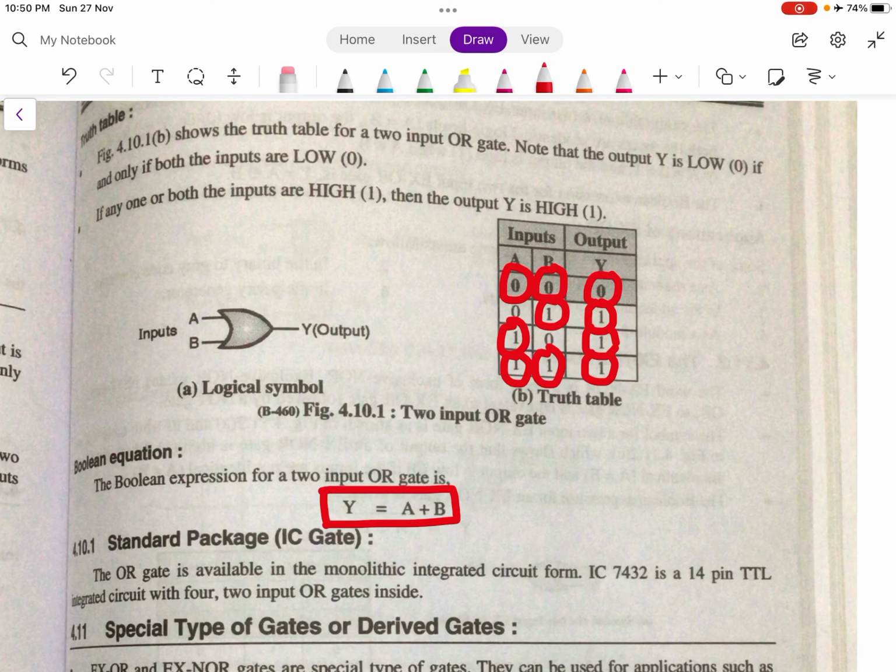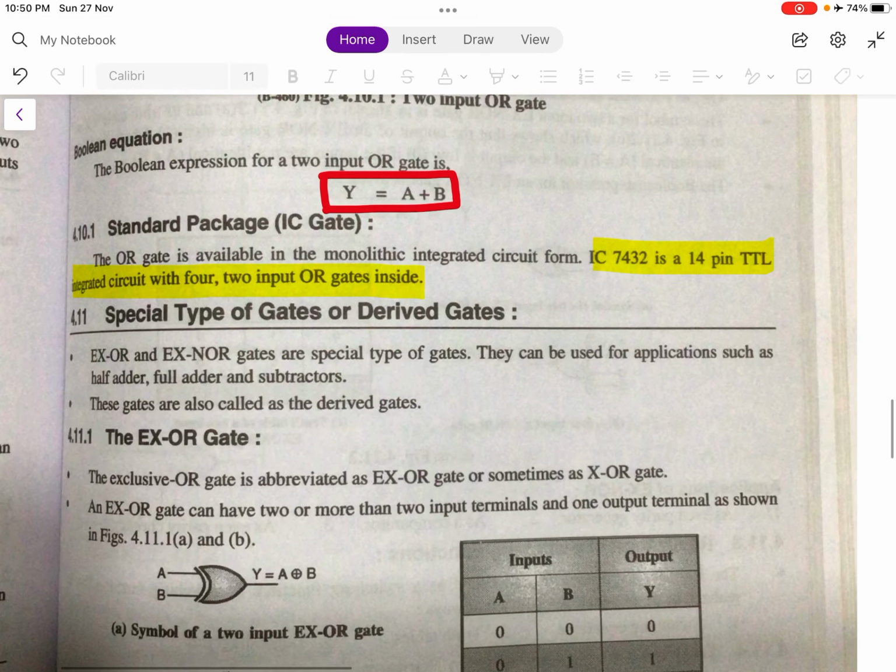Standard package, that is the IC gate. The OR gate is available in the monolithic integrated circuit form. IC 7432 is a 14-pin TTL integrated circuit with 4 two-input OR gates inside.